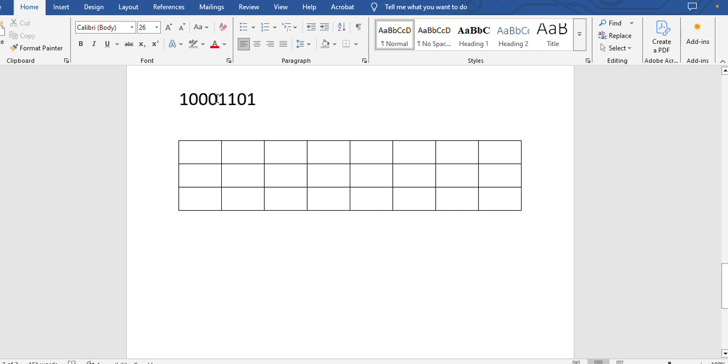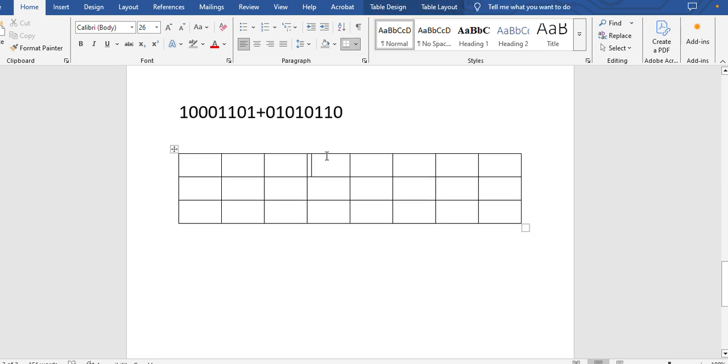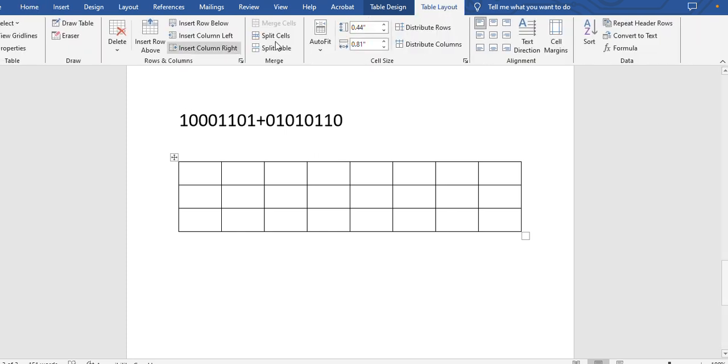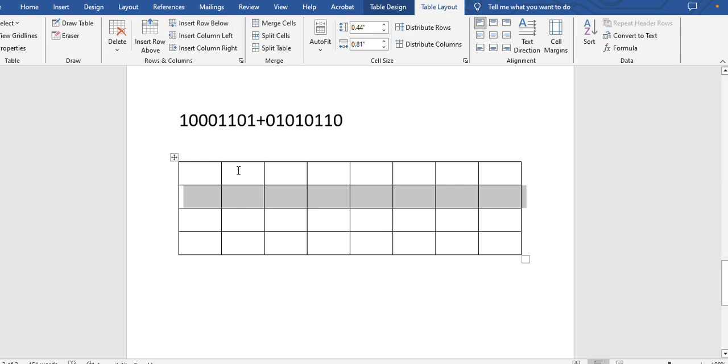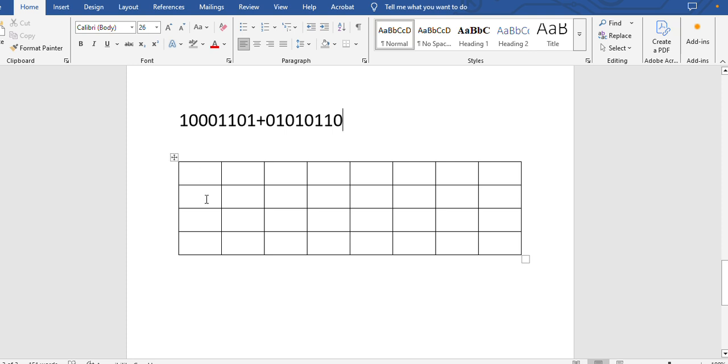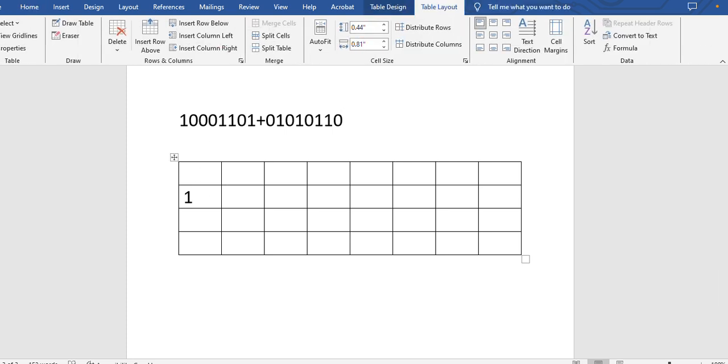Okay, let me clear this and then we have another one. Let's have other values here to add. So let's say we are adding 1 0 0 1 1 0 1. Yeah, we are adding that to 0 1 1 0, like that. Okay, yeah. So we are adding these two values together.